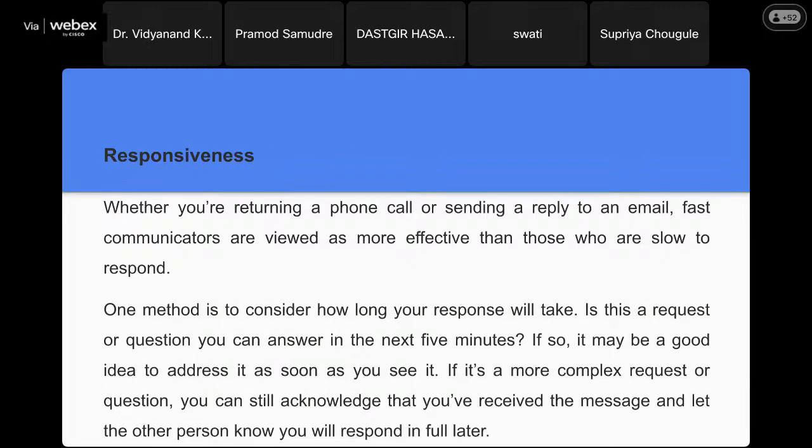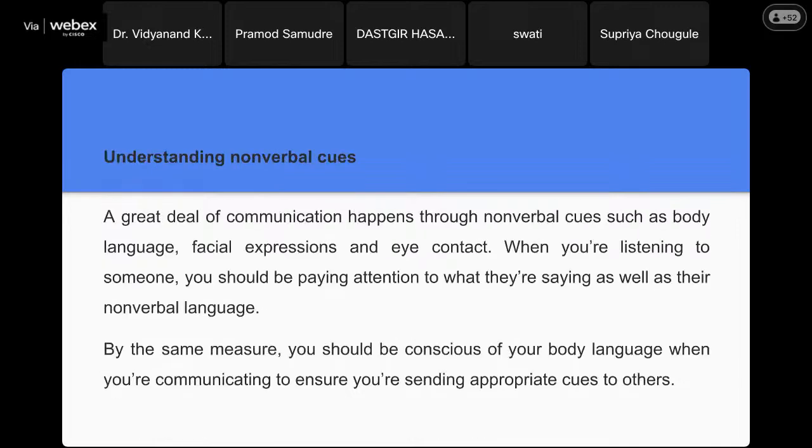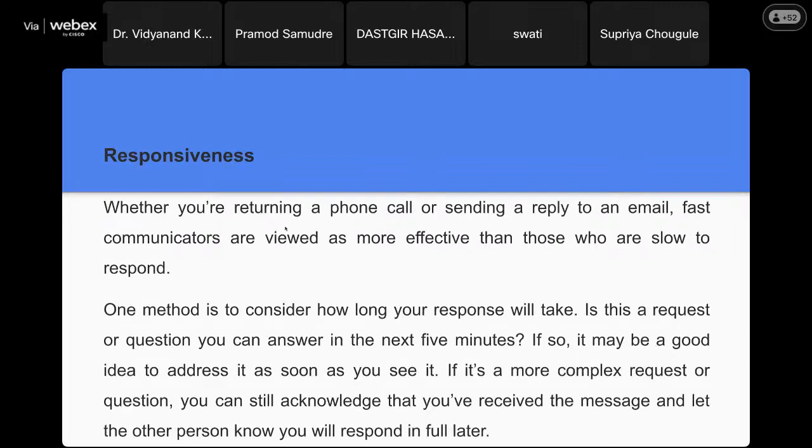Responsiveness. Whether you are returning a phone call or sending a reply to an email, fast communicators are viewed as more effective than those who are slow to respond. This is very true, and in today's competitive world you have to be very careful about this. The moment you get a call or message, you should reply.